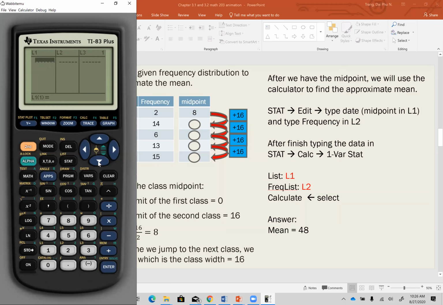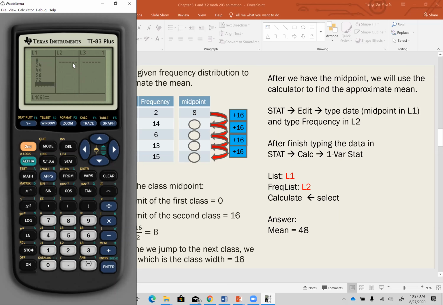So this is what you need to do in L1. You need to type in your midpoint, which is 8. Every time you jump, you add 16. So you can press 8 plus 16 to give you 24, or you can just manually add 16 to yourself: 24 plus 16 gives you 40, 40 plus 16 gives you 56, and 56 plus 16 gives you 72. Those are my 5 midpoints. Everybody see my midpoints are 8, 24, 40, 56, 72.